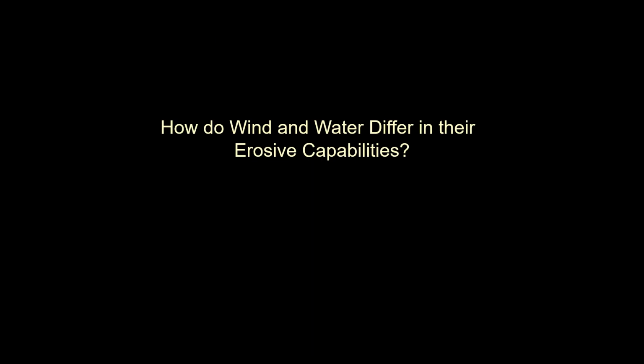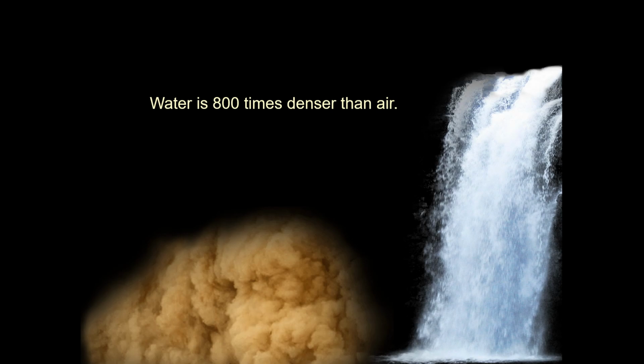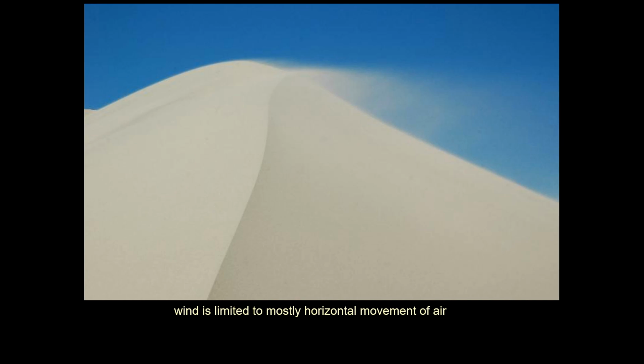So here he is. One thing I might throw out is, how do wind and water differ in their erosive capabilities? We know water is a really important agent for erosion. We'll talk later about snow and ice, but how about wind? How does wind compare to water? Well, one might consider that water is 800 times denser than air. So of course water is a better and more effective agent in erosion. But that doesn't mean that wind doesn't accomplish some things.